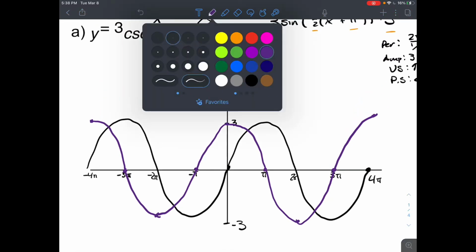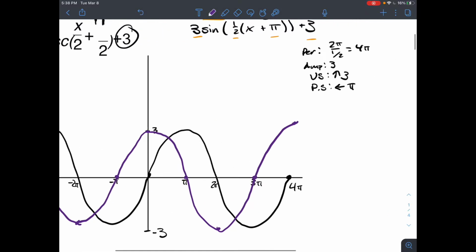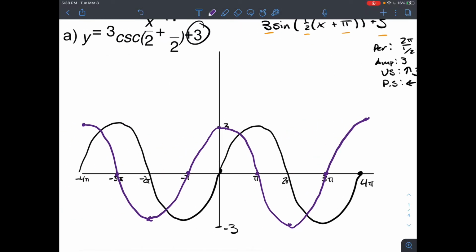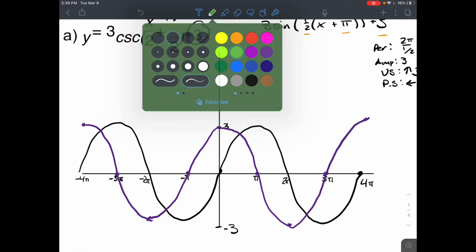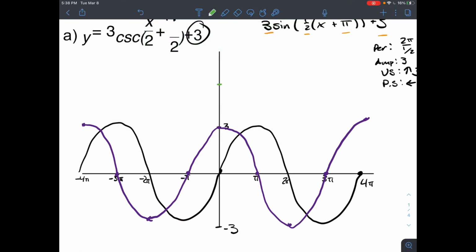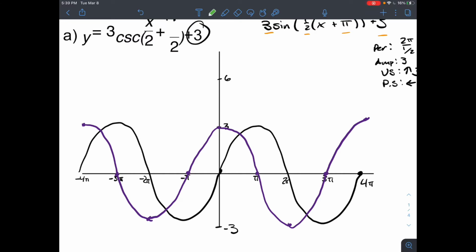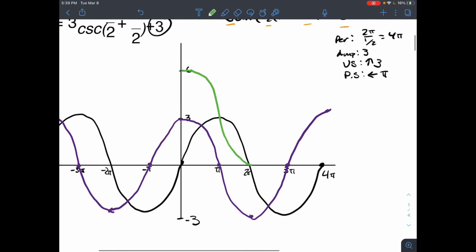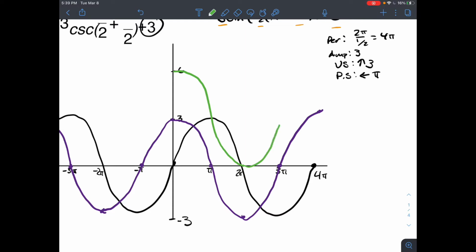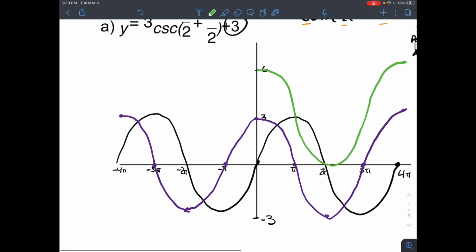Now we're going to do a vertical shift. So with the vertical shift, we're just moving it up 3. We'll do it in green or something. Make our axis in black. So we're going to go up 3. So I'm going to hit the x-axis, and that is going to be our bottom. And our top is going to be at 6.